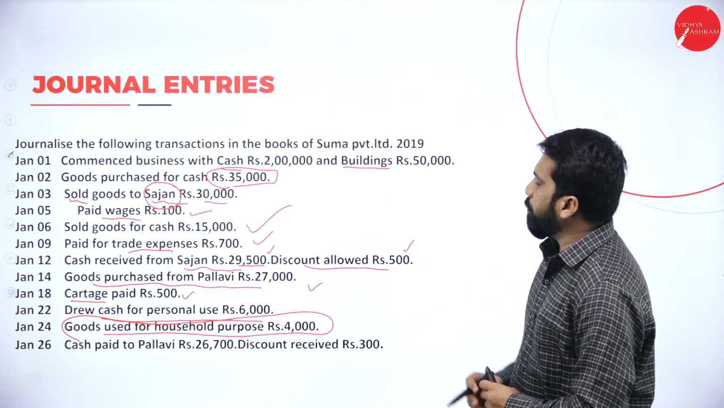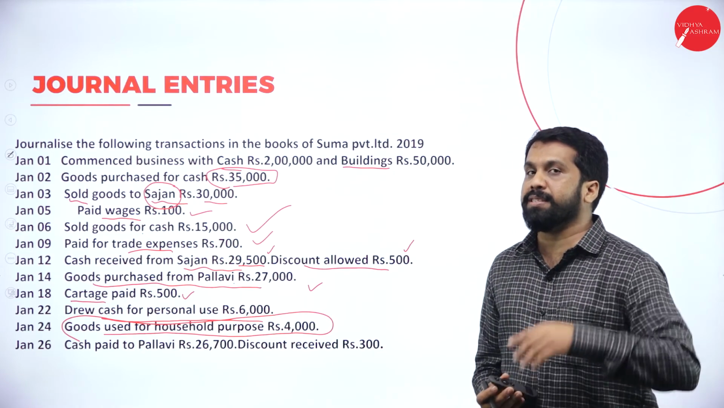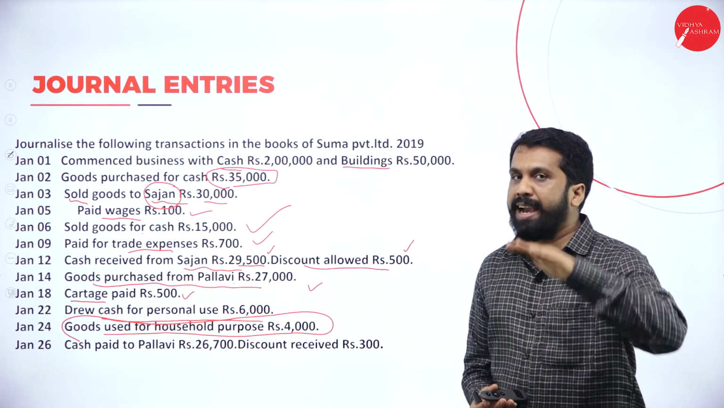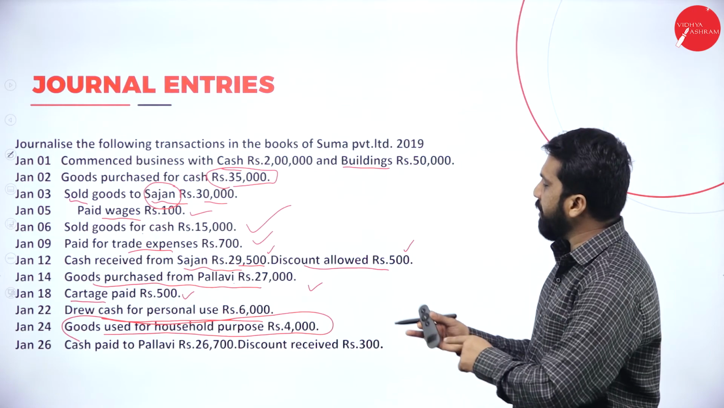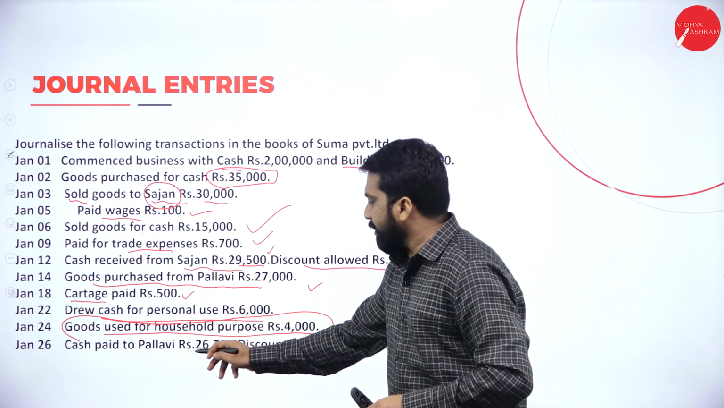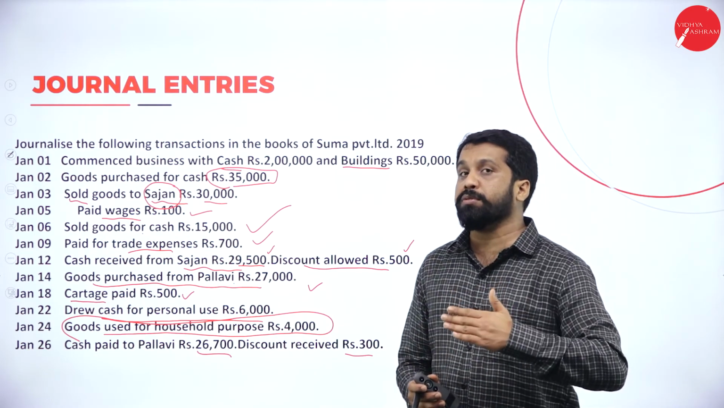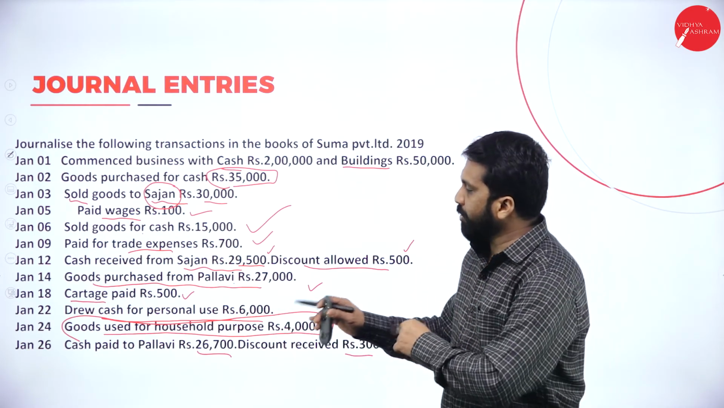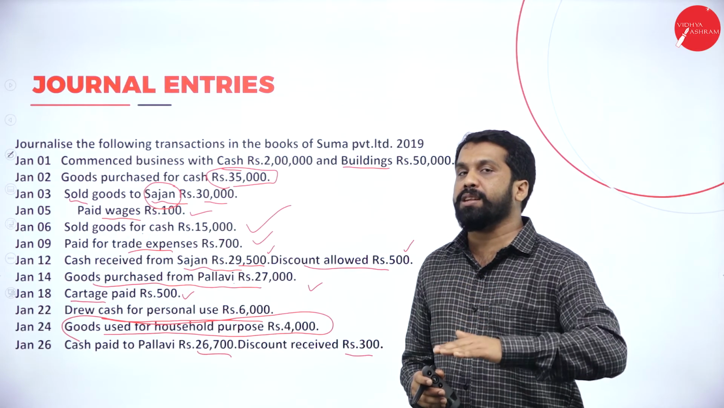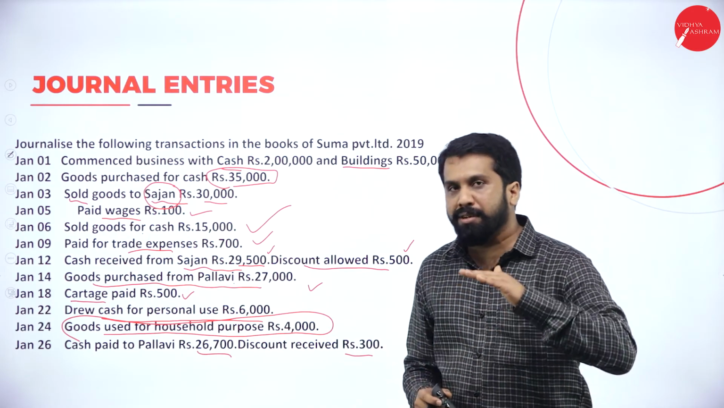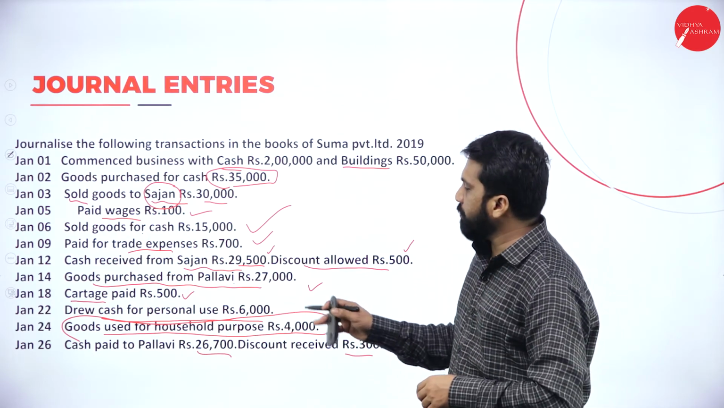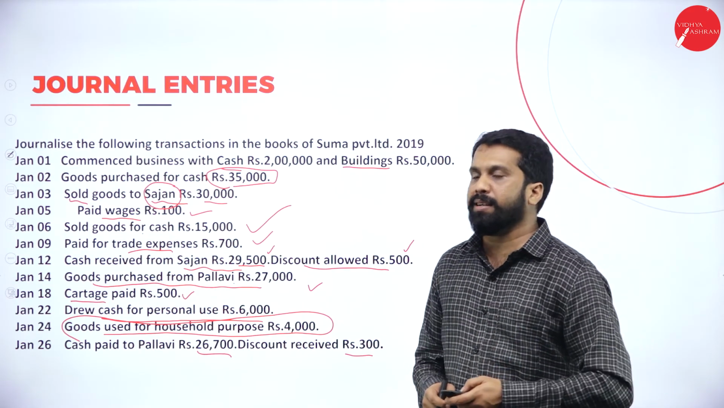Now, cash paid to Pallavi. Paid means it is paying, going out. Cash should be down. To whom are you paying? Pallavi. How much? 26,700. Discount is how much? 300. Discount always comes with what? Cash. Cash paid means cash is down. Cash is down means discount also down only. So whom is it paying? Pallavi. I'll go back to that.